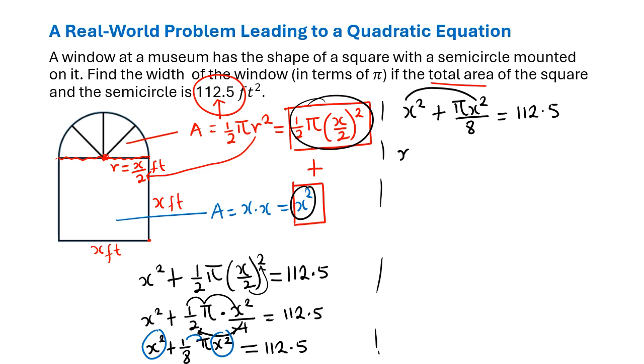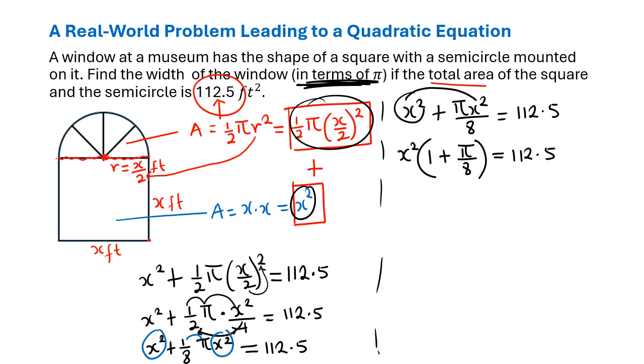Okay, good. So I have x squared and x squared, so I'm going to factor that out now. I factor that out, I have x squared, then create my parentheses. So I have just 1 here, plus pi over 8. Notice that I'm not using the value of pi as 3.14 because I'm not told to do that. They want me to solve in terms of pi, so I'm just going to leave pi alone. All right, so that's going to be equal to 112.5.